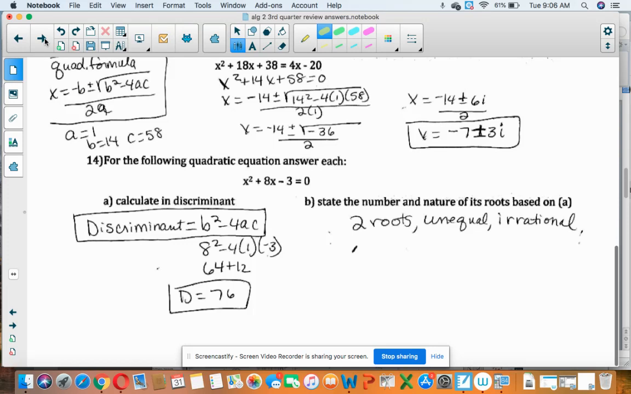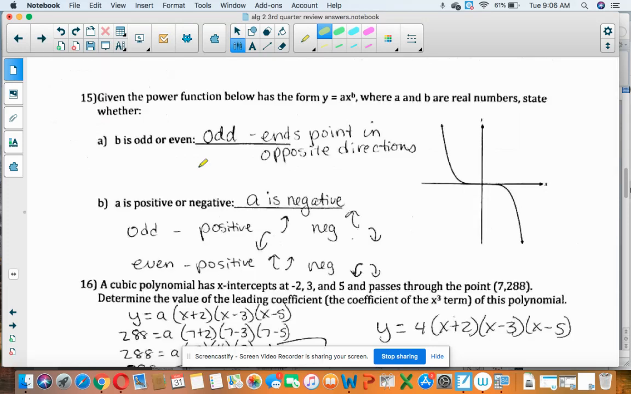All right, next page, number 15. So I basically did a little summary right here when you're looking at a graph. If the exponent is odd, the endpoints go in different directions. So if it's odd and positive, this one goes down on the left and this one goes up on the right. If it's odd and negative, it goes up on the left and down on the right.